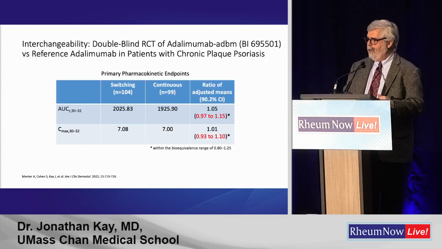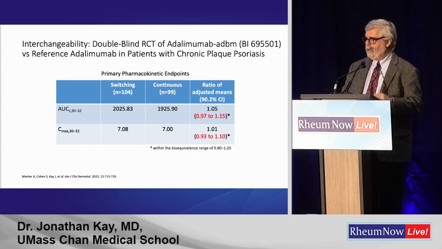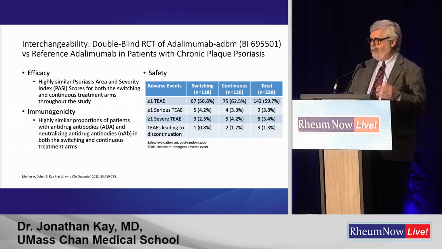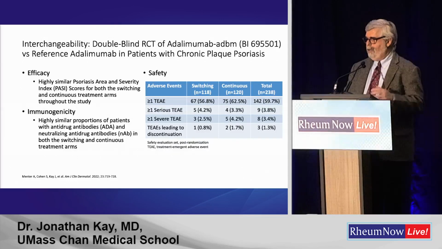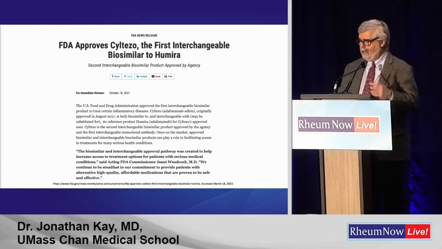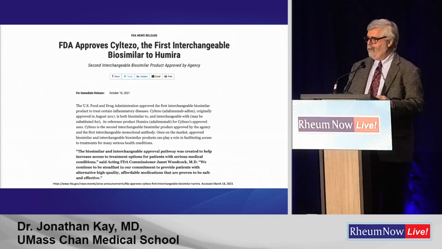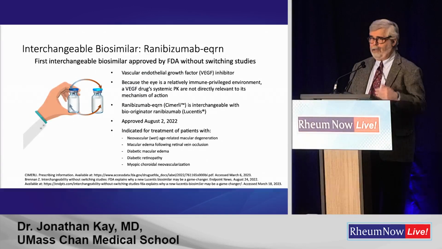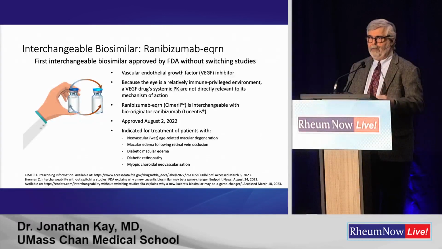interchangeability study design. And what they found were that the area under the curve tau and the maximal concentration between weeks 30 and 32 fell within the predefined equivalence range of 0.8 to 1.25. Also, efficacy was shown to be highly similar, with PASI scores for both arms being highly similar. The immunogenicity was highly similar, and safety, again, was comparable. So this molecule was approved as the first interchangeable biosimilar monoclonal antibody in October of 2021. But it's not yet available because there's only one adalimumab biosimilar that's been marketed so far.